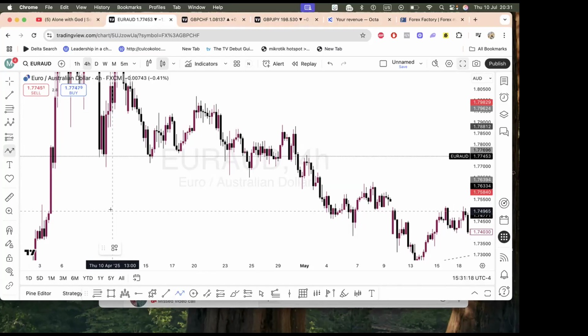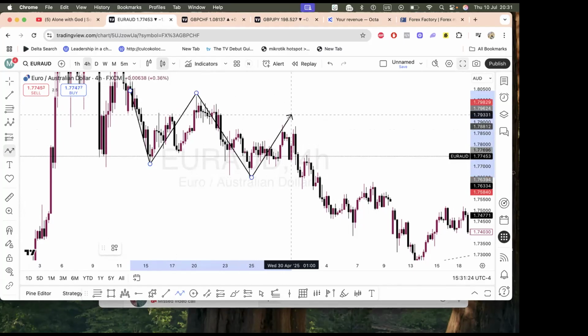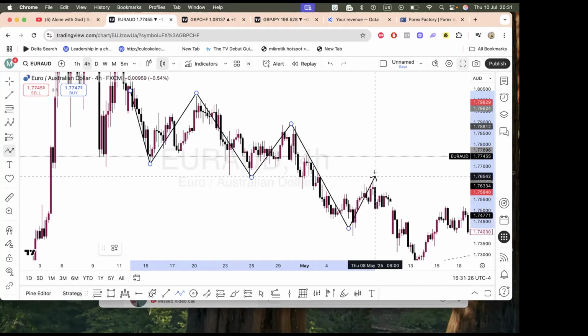Lower highs and lower lows. Beautiful. Lower high. Lower low. Lower high. Lower low. Beautiful.